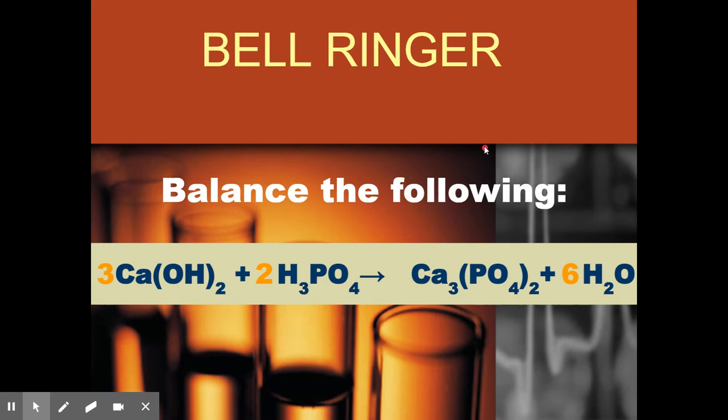This one looks to be super complicated. It's really not if you just attack it element by element. The other question that you could ask is, what is the sum of the coefficients when this equation is properly balanced? So it's 3 plus 2 plus 1 plus 6. So that's 7, 10, 12 would be the sum of the coefficients. Okay? All right, so that's our practice bell ringer.